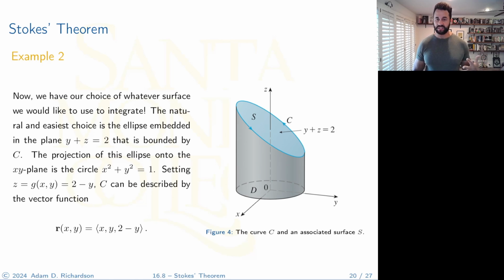And then next we just need a z component. So the z component is 2 minus y. And so now we can describe the surface by this vector function. We can actually use x and y as our parameters. So x is x, y is y, and z is 2 minus y. And that's the vector function for that surface right there.